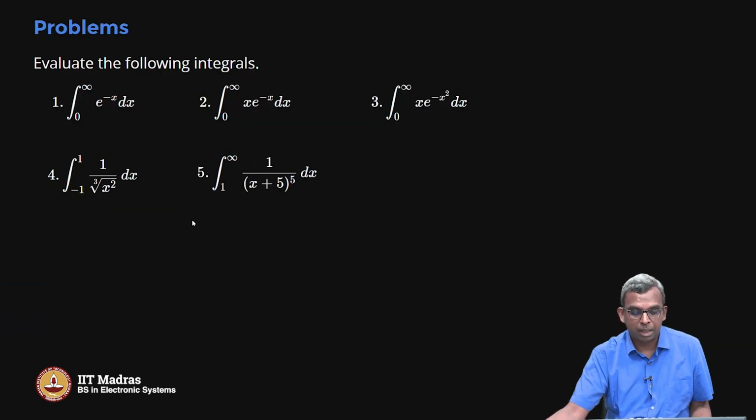So the last one I am going to skip. It's just a routine integral, with the limit going off to infinity, and this is 1 by x plus 5 power 5. You can find the antiderivative easily.